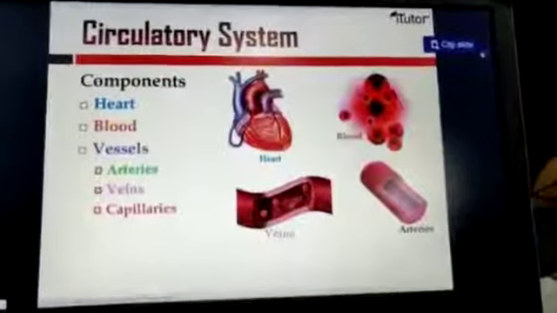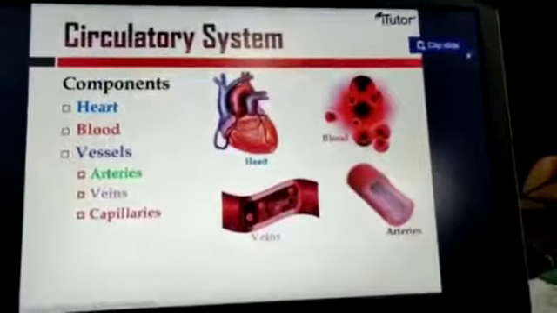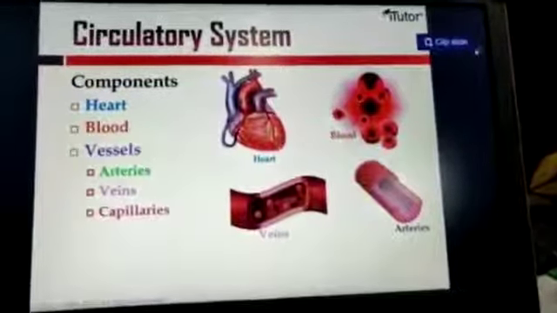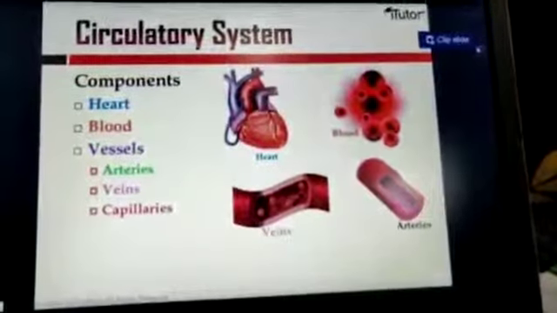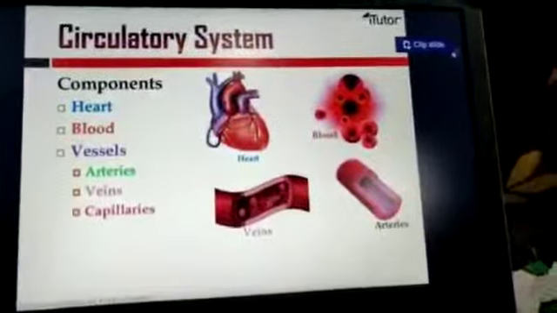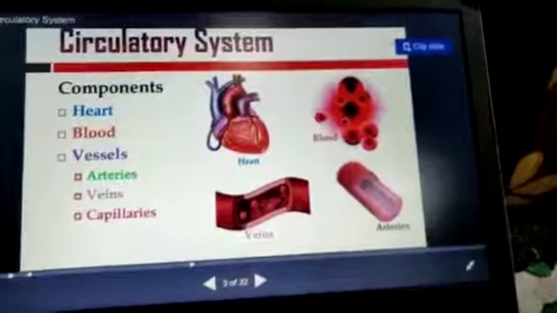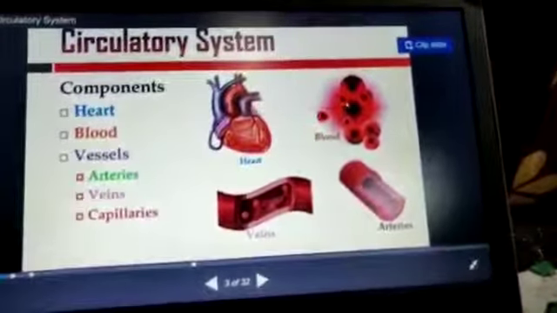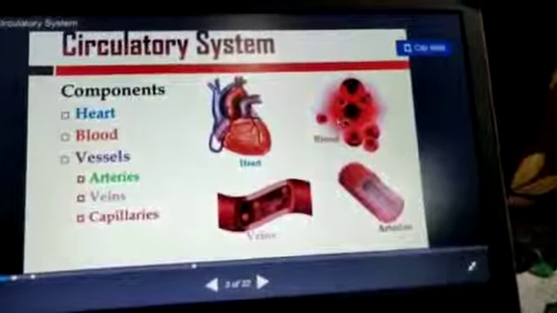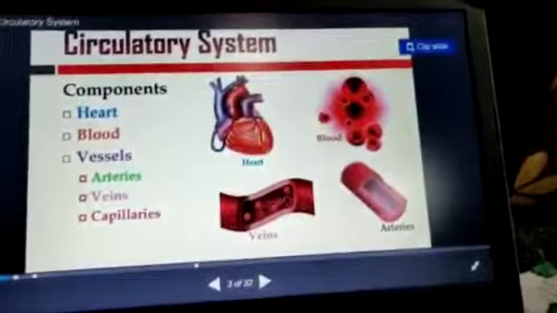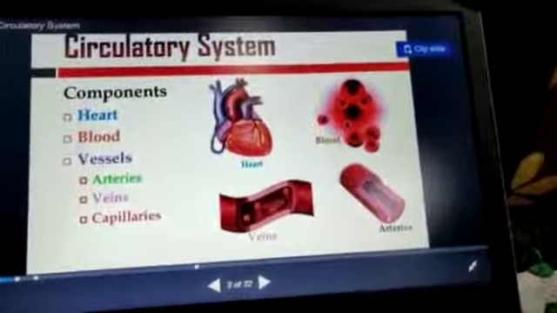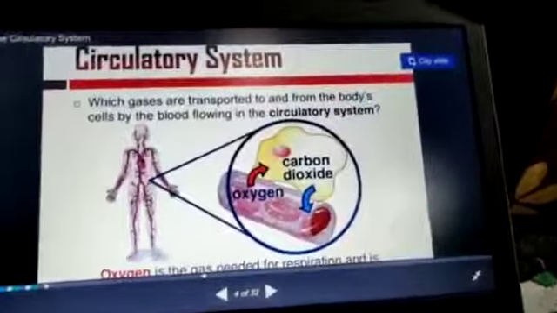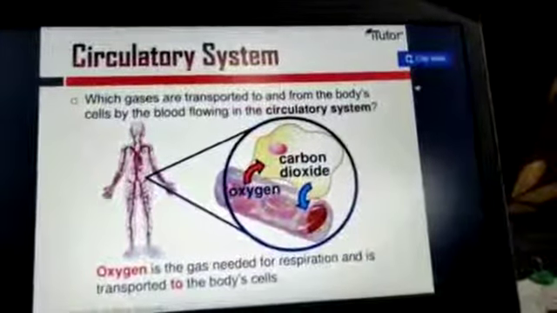Now we must know the basic components of the blood circulatory system. Basically there are three components: heart, blood and vessels. You are able to see on the screen the heart, the different components of the blood, and the blood vessels, veins and arteries. These are the two different types of blood vessels.